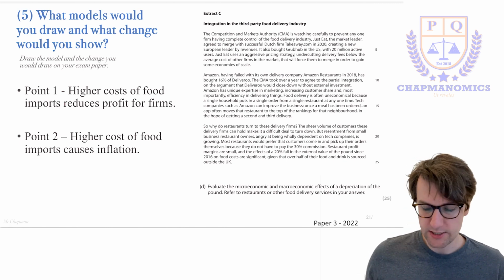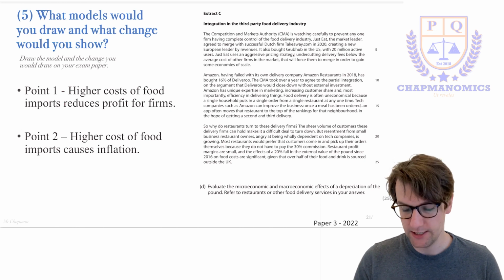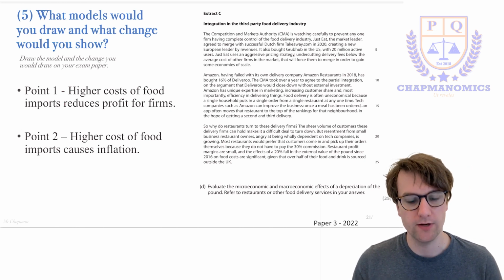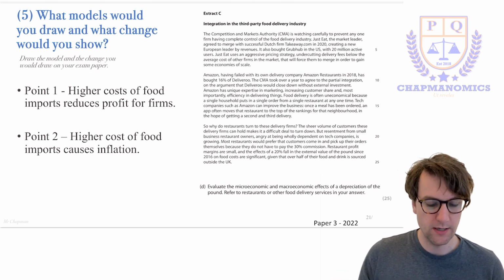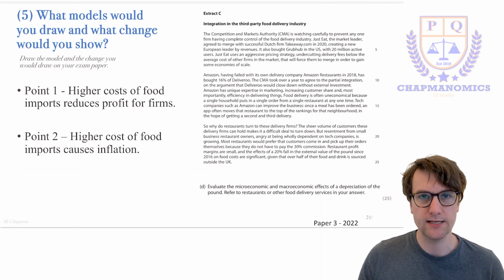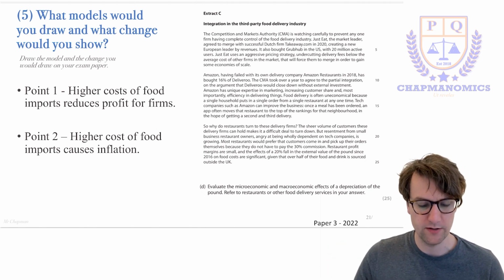We've looked at this question before. This is to evaluate the macro and micro effects of a depreciation in the pound. Refer to restaurants or other food delivery services in your answer. So what I've done is I've gone through that system of points 1 to 4, and I've come up with the two economics ideas, the two economics concepts that I would like to talk about in this essay, and I've done that bit for you. If you want to see how to do that, remember, go back to the previous video and you'll find it.